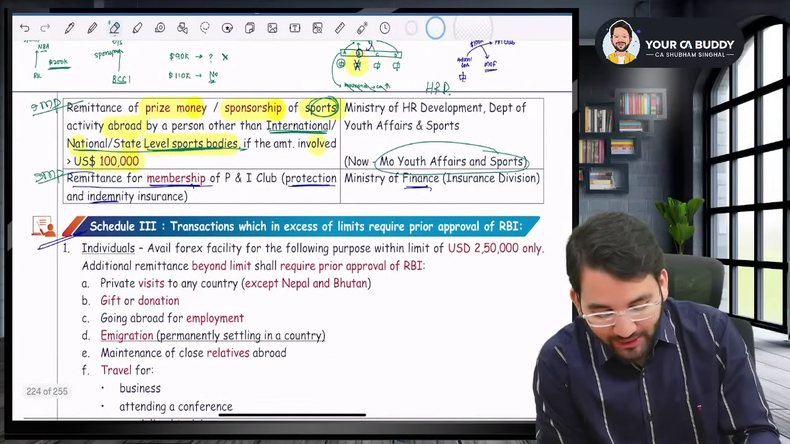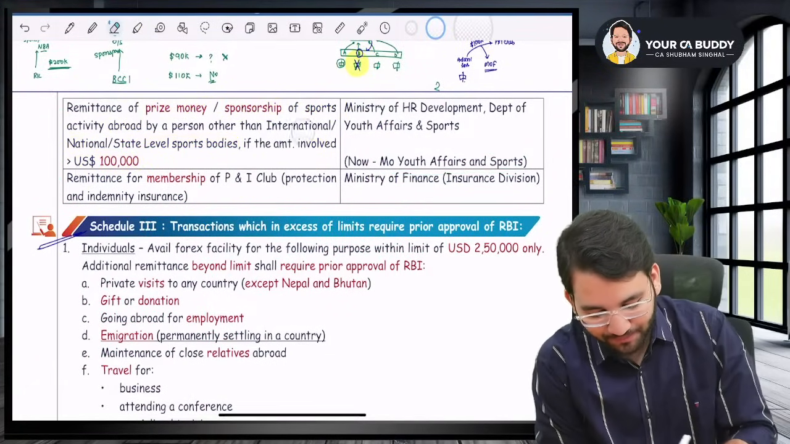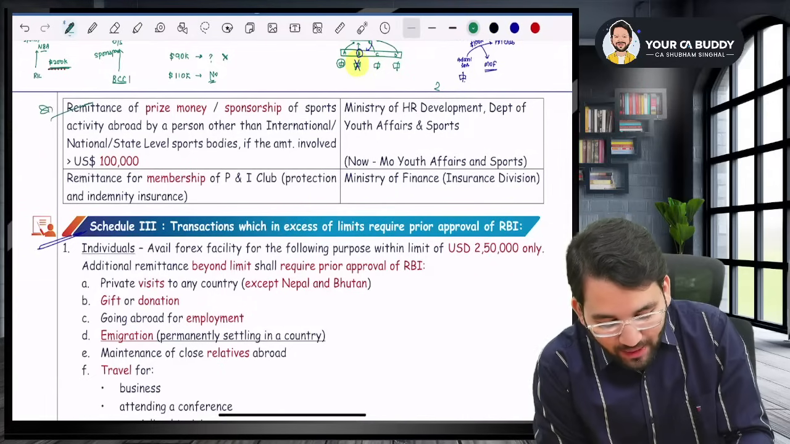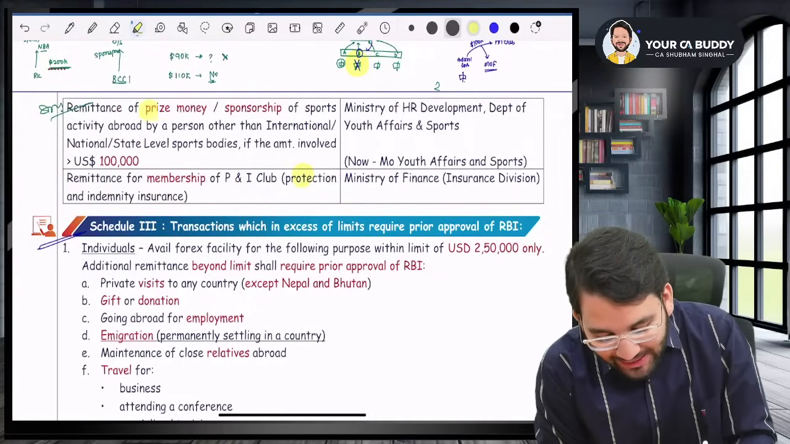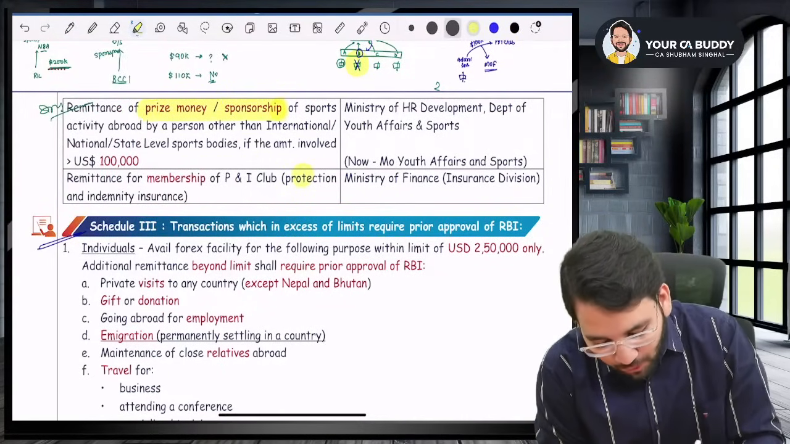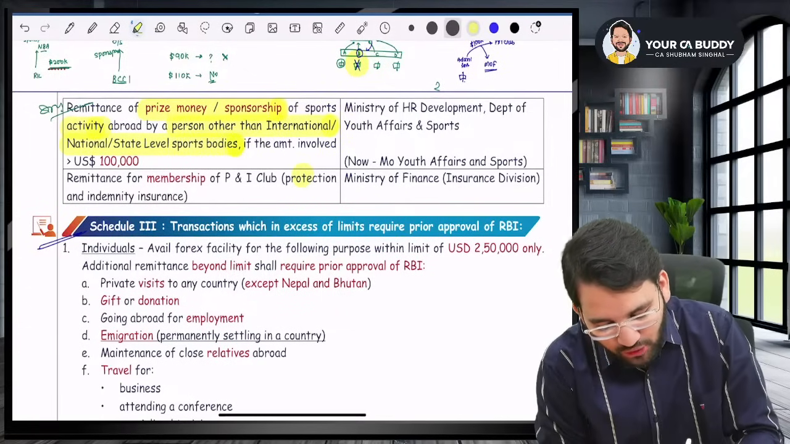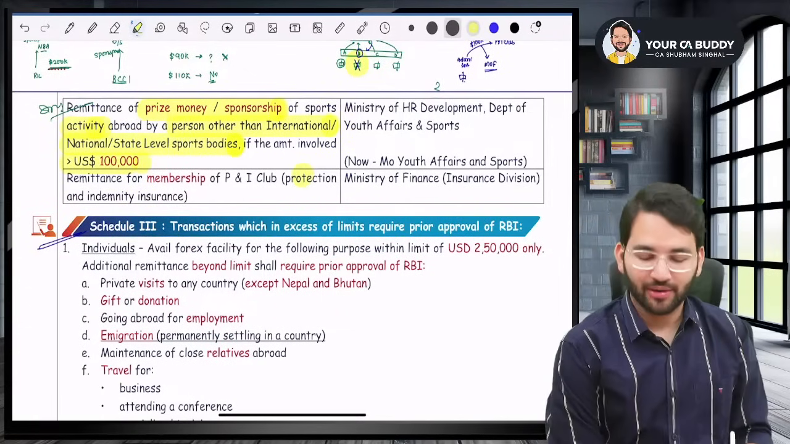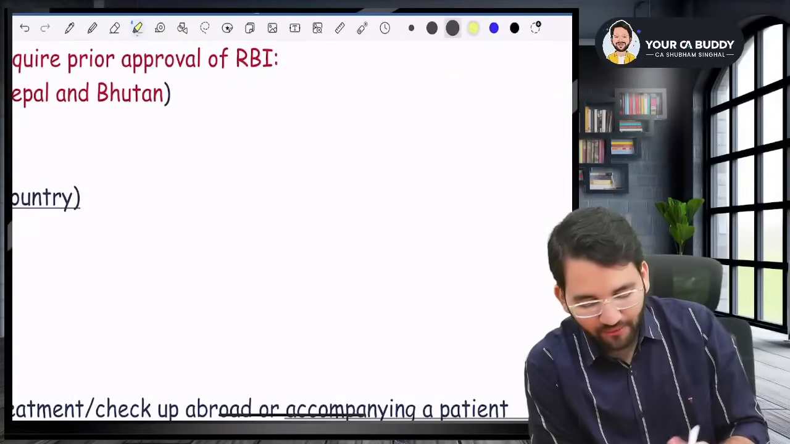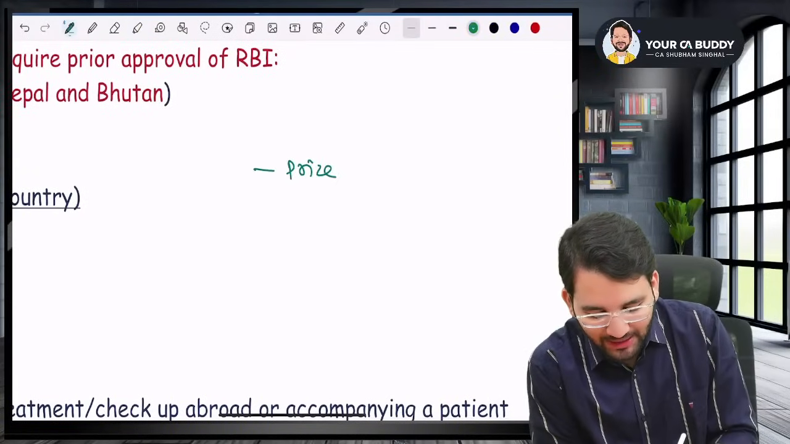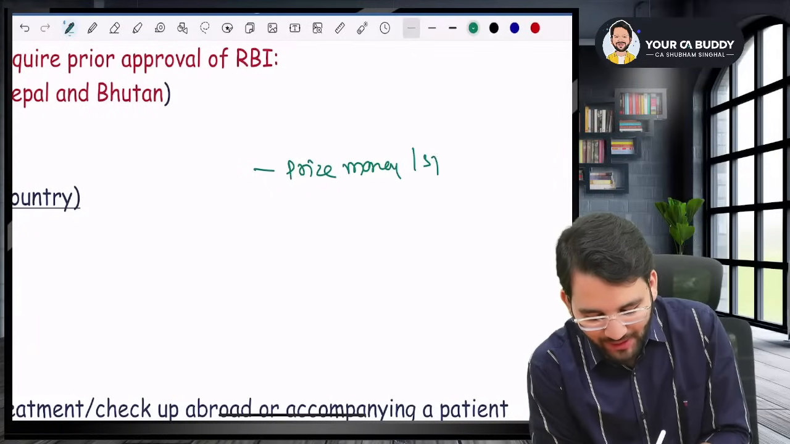After that, sir, the next 2 points are very important. Listen to me very carefully, guys. Sir, this one is super important. Remittance of prize money or sponsorship of sports activity by a person other than an international, national, state level sports body, if the amount is more than $10,000. Sir, what are you doing? There are four conditions. Number one, you are paying prize money or you are paying sponsorship.